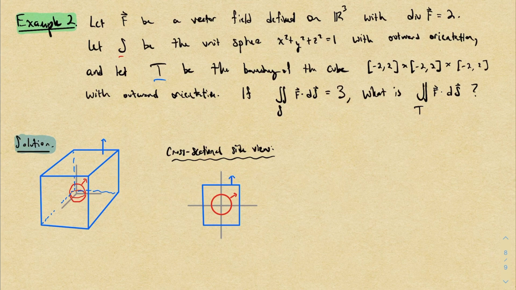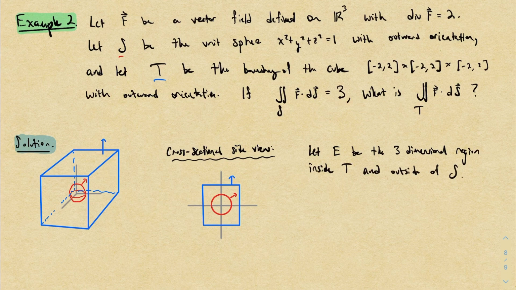The natural way to do that is to fill in the region between the cube and the sphere. That's the region that I'll apply the divergence theorem to. So I'll give this a name. Let E be the three-dimensional region inside T and outside of S. So inside the cube, outside the sphere. In my two-dimensional picture, that would look like this region. I won't try to color this in the three-dimensional picture because I would color in everything and it wouldn't be insightful. But you want to think about the three-dimensional region between the sphere and the cube.